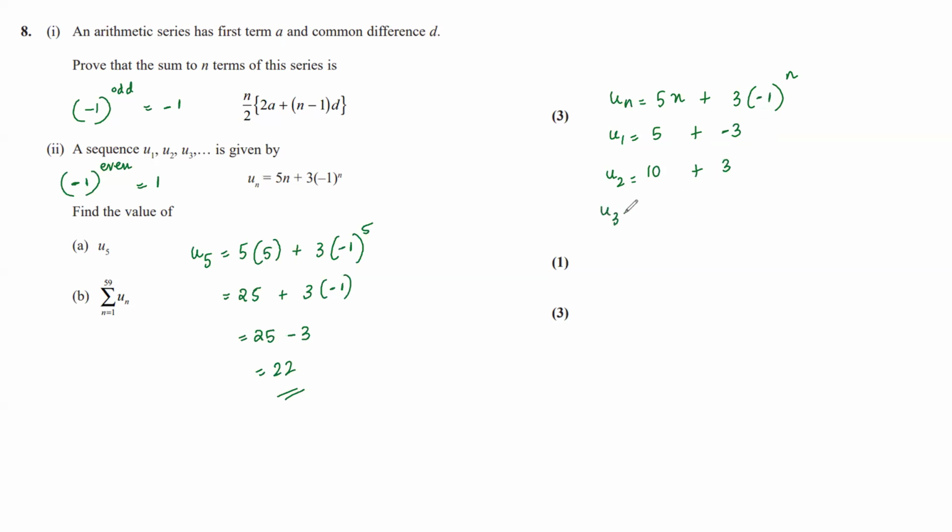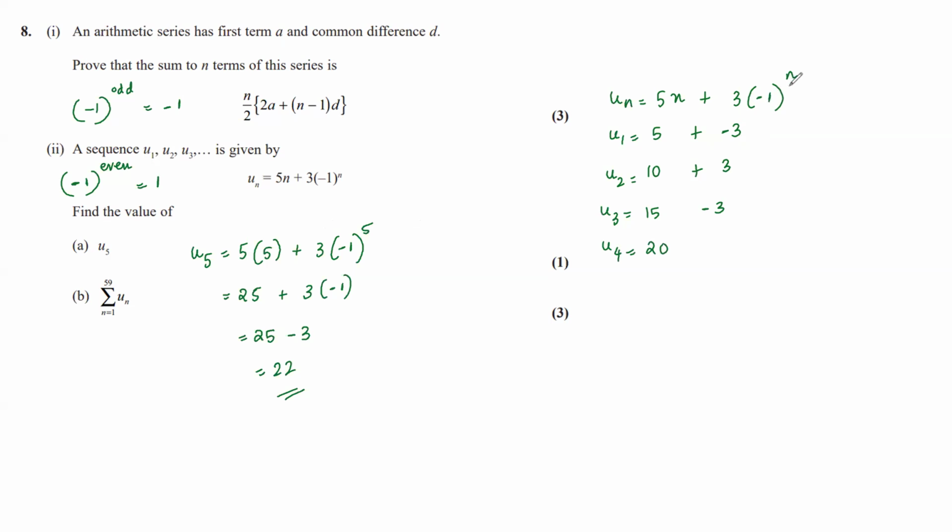The third term here, 5 into 3 is 15 plus 3 into minus 1 to the power of 3. 3 is an odd number, so minus 1 to the power of 3 will be minus 1 itself. So 3 into minus 1 will be minus 3. Now, fourth term we have here. Fourth term will be 5 into 4 is 20 plus 3 into minus 1 to the power of 4.